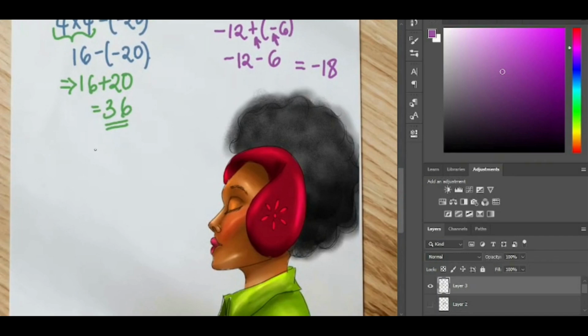And now we combine the 2 into 1. We'll have 36 divided by negative 18, and when you divide a positive and a negative, the answer will always be a negative. So our final answer is going to be negative 2.